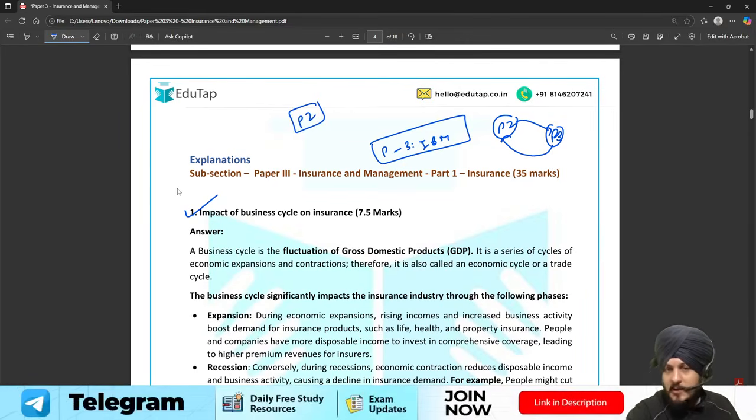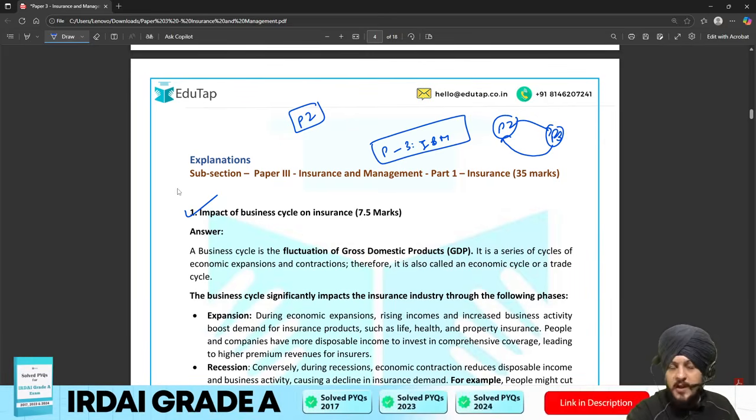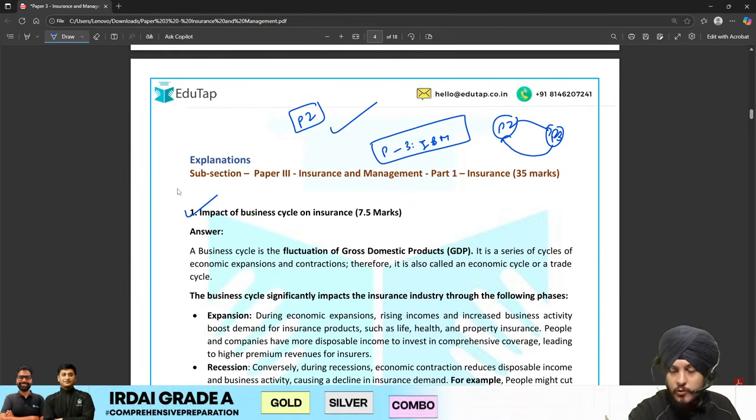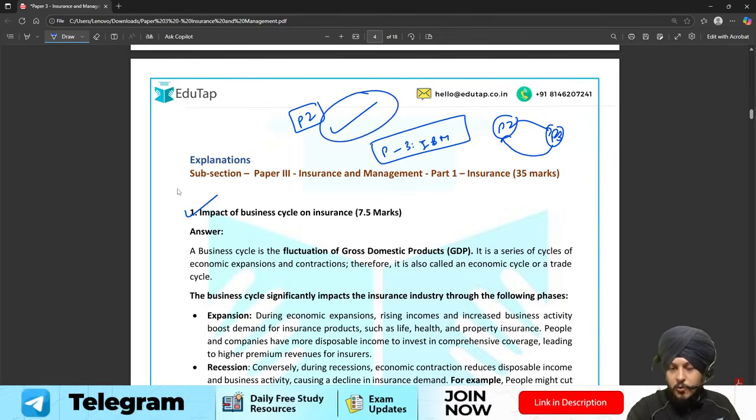So you have to be mentally prepared. Such things can be repeated in future also. They did it in 2024 also, they did it in 2023 also, and the same trend can be repeated in 2025. So you have to be mentally prepared. That is the intention behind this information. So the question is the impact of business cycle on insurance.